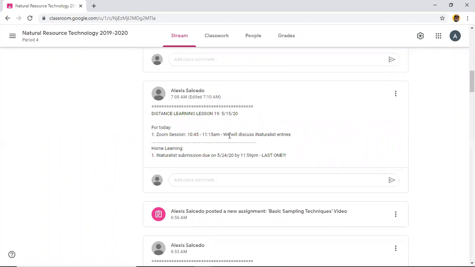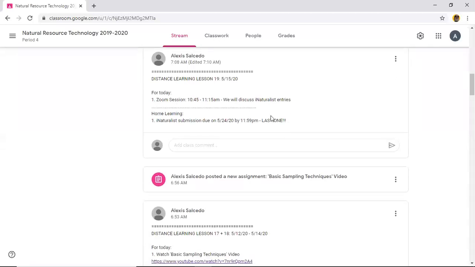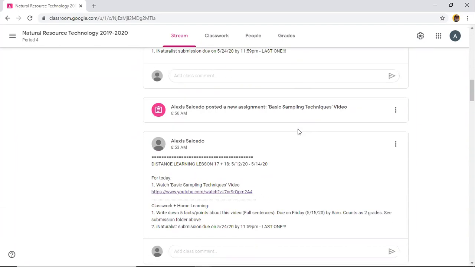We will be discussing the iNaturalist that is due this Sunday. Okay, then the other one will kick in by then. Actually, the other one will kick in this Monday. The next one is again due on the 24th. Again, that's the last one. So please make sure you guys are aware of that.